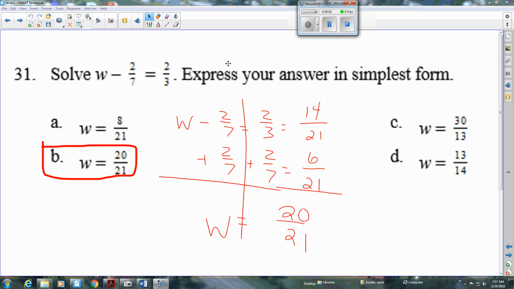Okay, this is the second day of review for the Chapter 8 test. Starting off with question 31, it says, solve w minus 2 sevenths. If the whole thing equals 2/3, express your answer in simplest form.